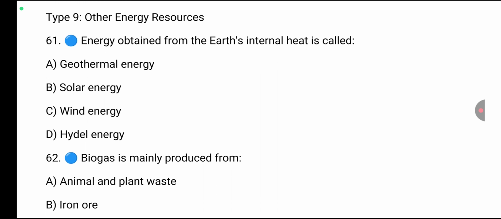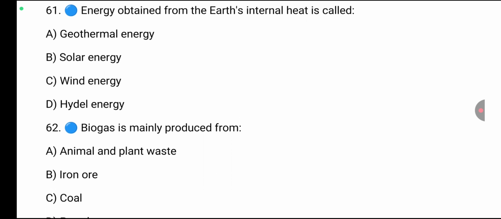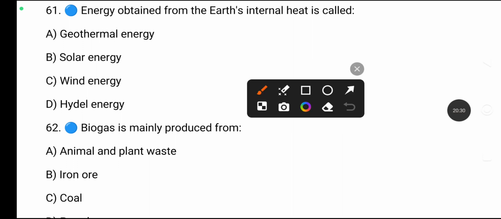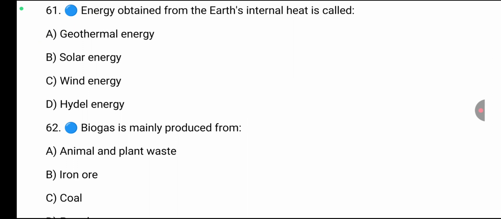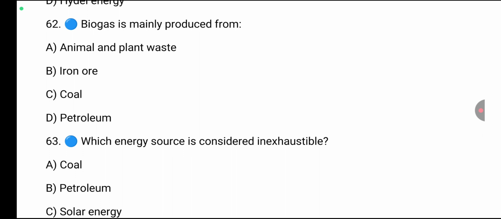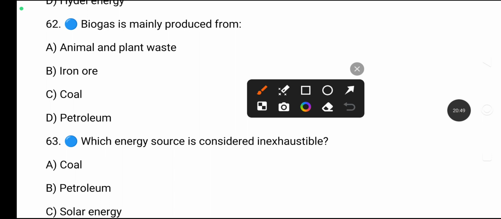Now moving on to question number 61. Energy obtained from the earth's internal heat is called dash. Geothermal energy, solar energy, wind energy, hydel energy. That is geothermal energy. Now moving on to question number 62. Biogas is mainly produced from animal and plant waste, iron ore, coal, petroleum. That is animal and plant waste.